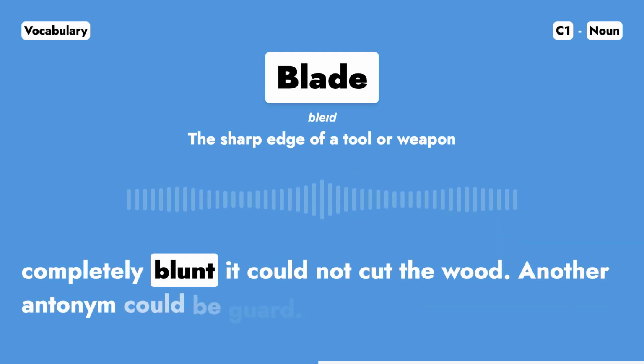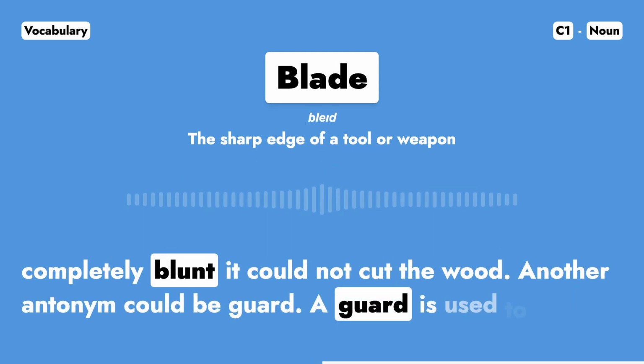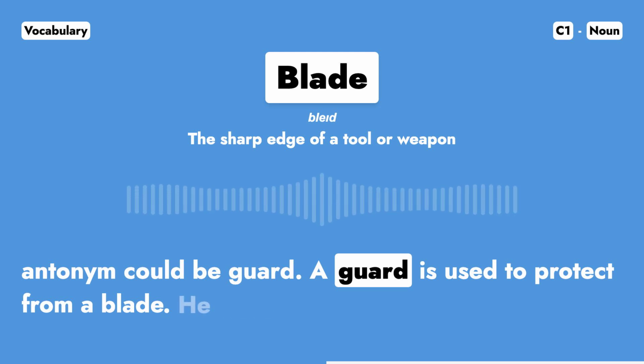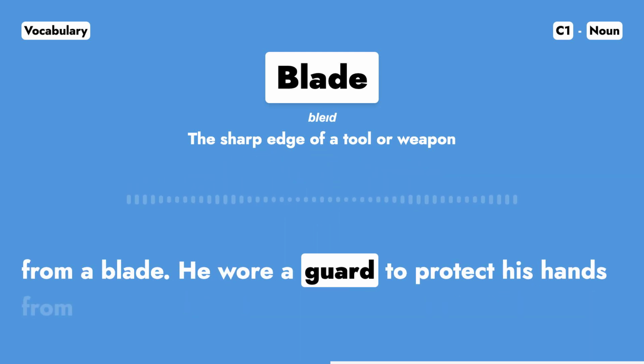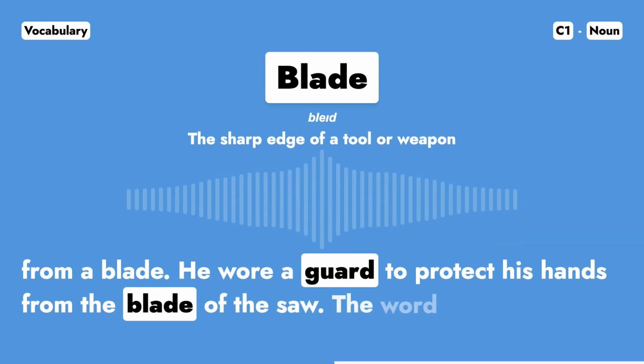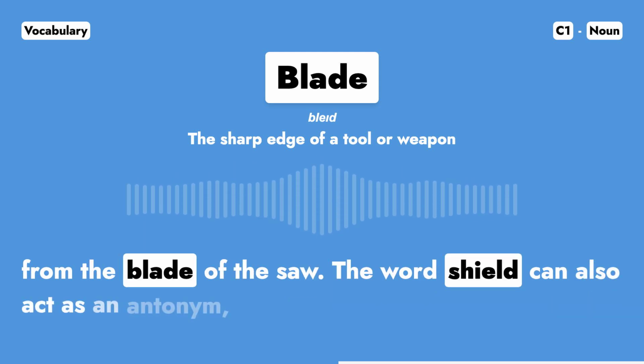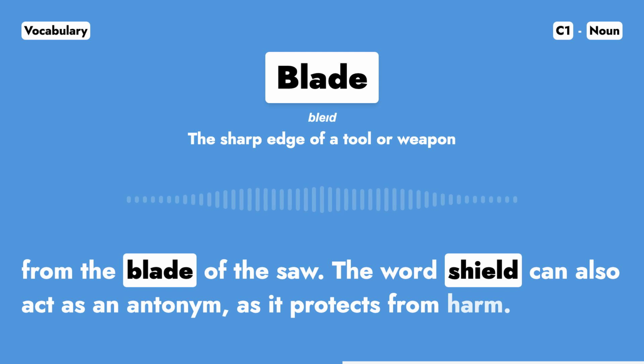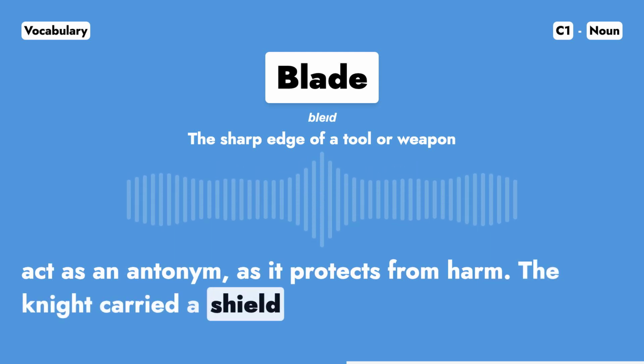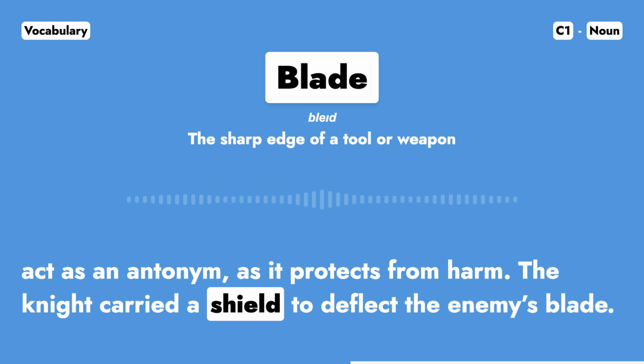Another antonym could be guard. A guard is used to protect from a blade. He wore a guard to protect his hands from the blade of the saw. The word shield can also act as an antonym, as it protects from harm. The knight carried a shield to deflect the enemy's blade.